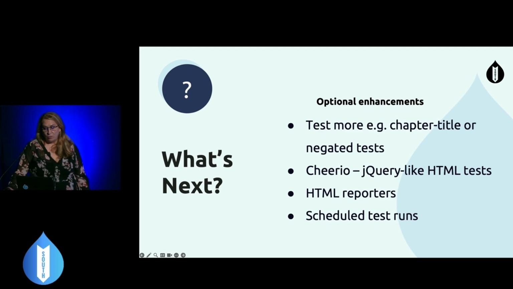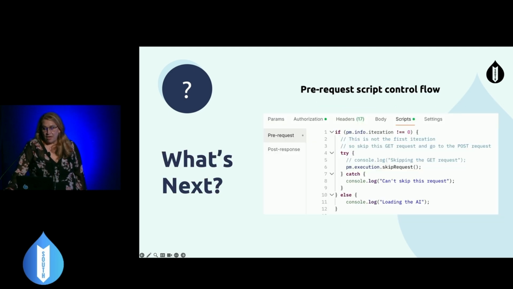We can also add our tests to Postman monitors to run regularly, or CI/CD, or schedule in cron even to run whenever we want. If we want to, we can also control the test flow using pre-request scripts. In this example, we used a pre-request script to check the iteration number and then skip the GET request as it's not needed once we're on the AI chat page.